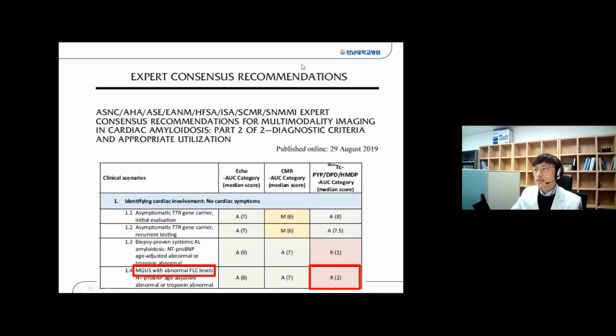The expert consensus recommendations in 2009 recommends that if there is an abnormal free light chain level, then bone scintigraphy can be rarely appropriate for the diagnosis of ATTR cardiac amyloidosis, because neither positive nor negative bone scintigraphy can tell us which subtype the patient should be diagnosed with.